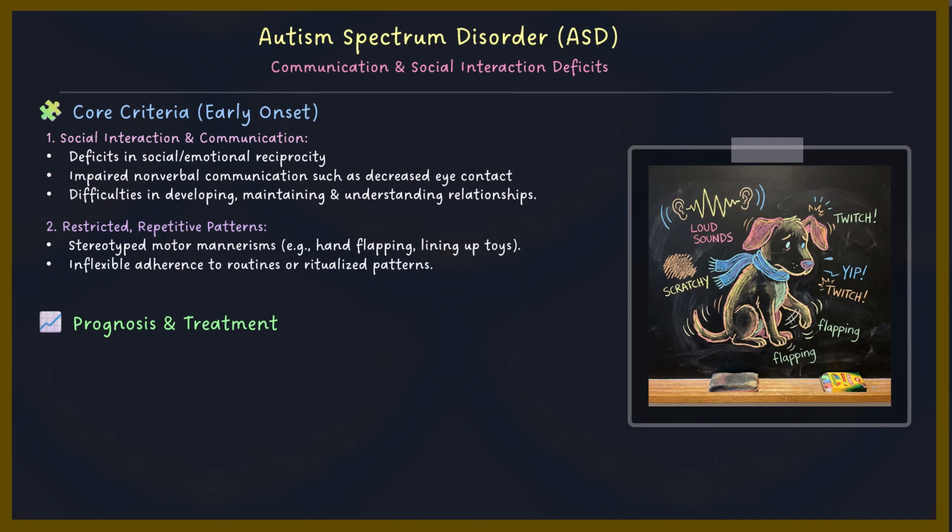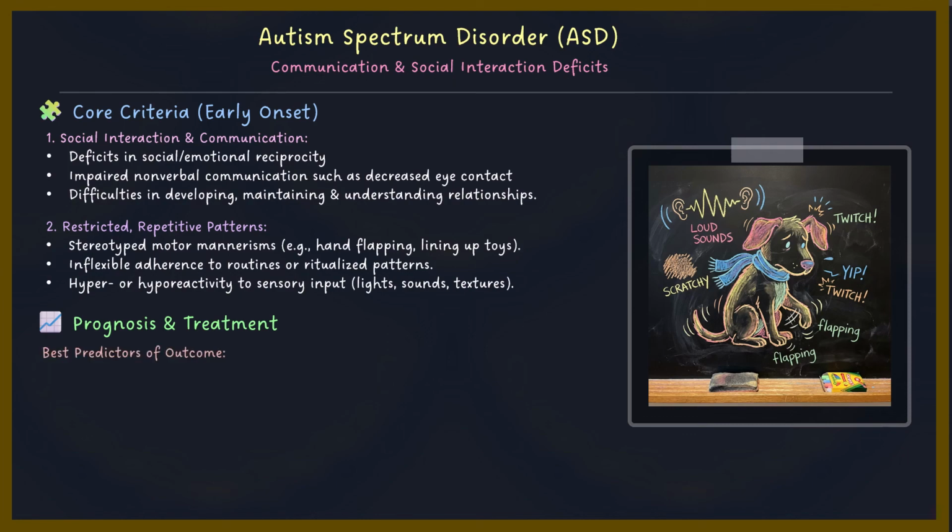Inflexible adherence to routines or ritualized patterns. And hyper or hypoactivity to sensory input, such as lights, sounds, textures. They tend to be very overwhelmed by loud sounds and dislike different textures, which can cause eating problems sometimes.